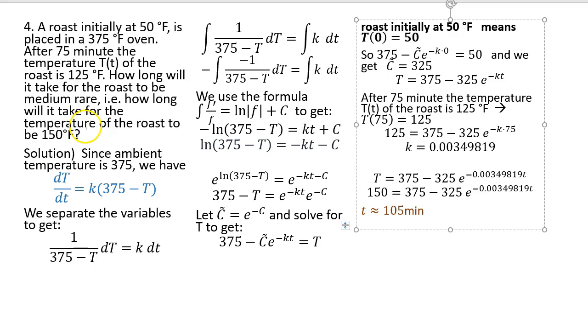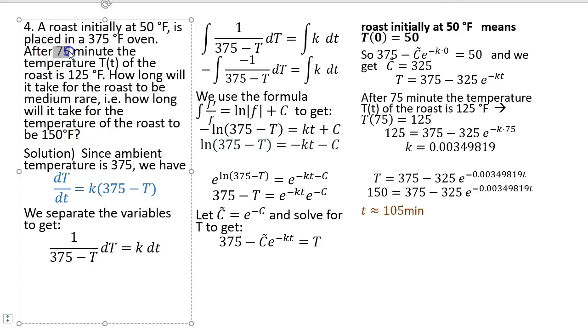And if you want to know how long after the 75-minute mark you have to wait, it's 30 minutes more. Okay, so wait 30 more minutes and the roast will be medium rare, good to eat.